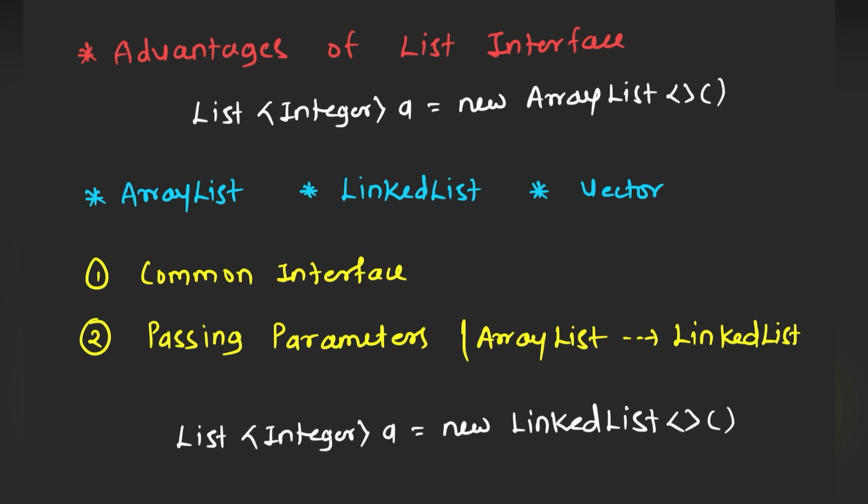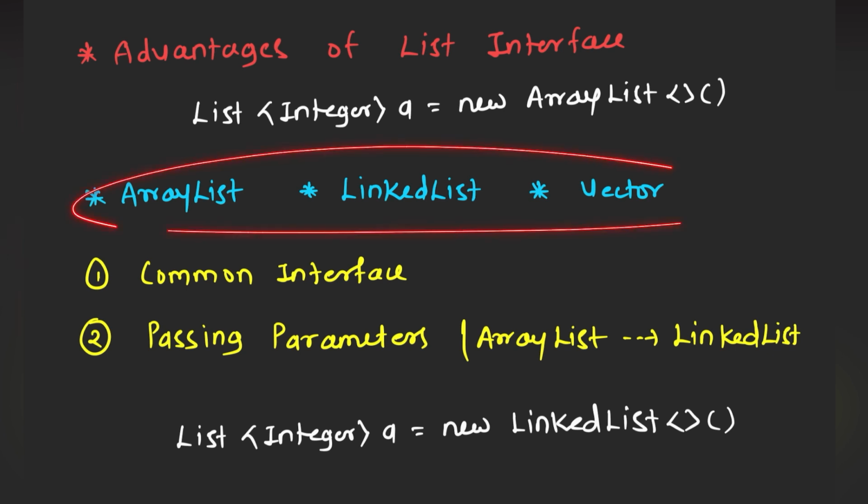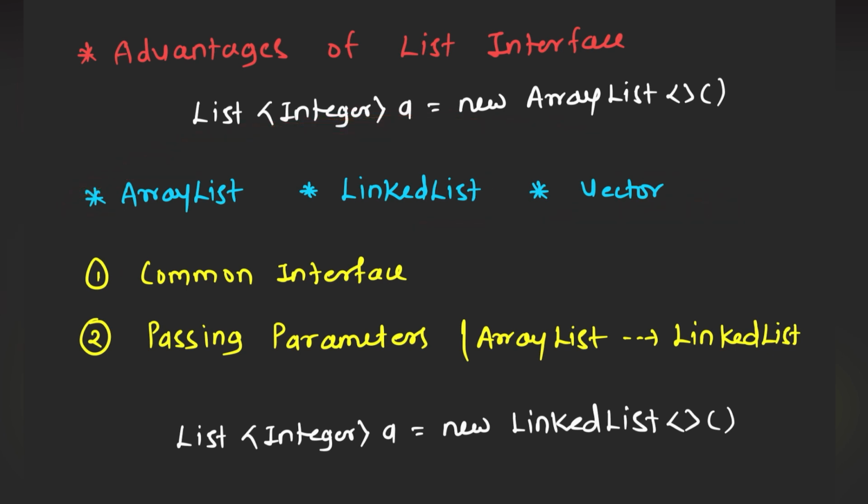We don't need to write different methods, that is different inbuilt functions, for array list, different for linked list, different for vector. No, this is common for all three. So we don't need to remember different functionalities. Rather, if we remember those things, it will be applicable to all three list classes. The second one is called parameter passing. This is the beauty, right?